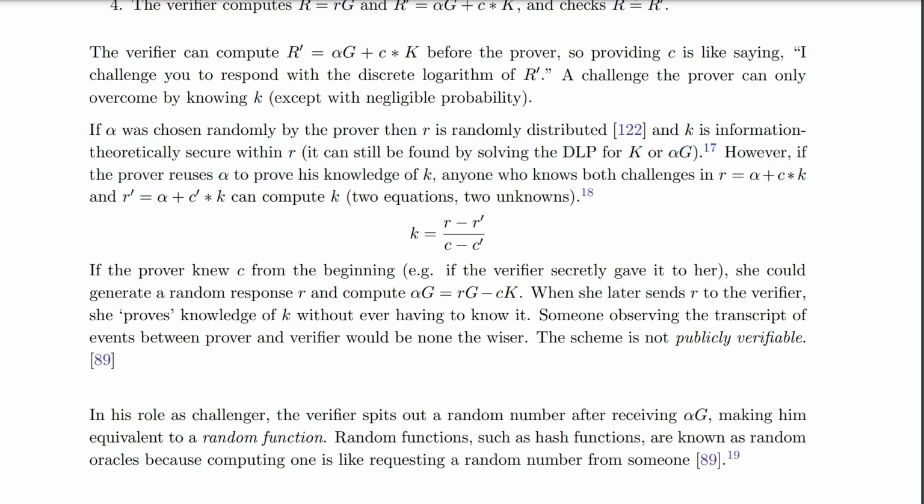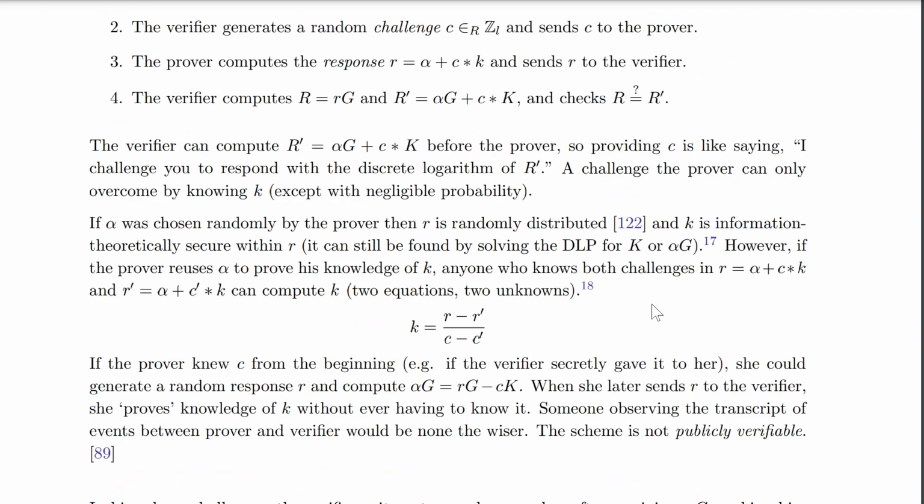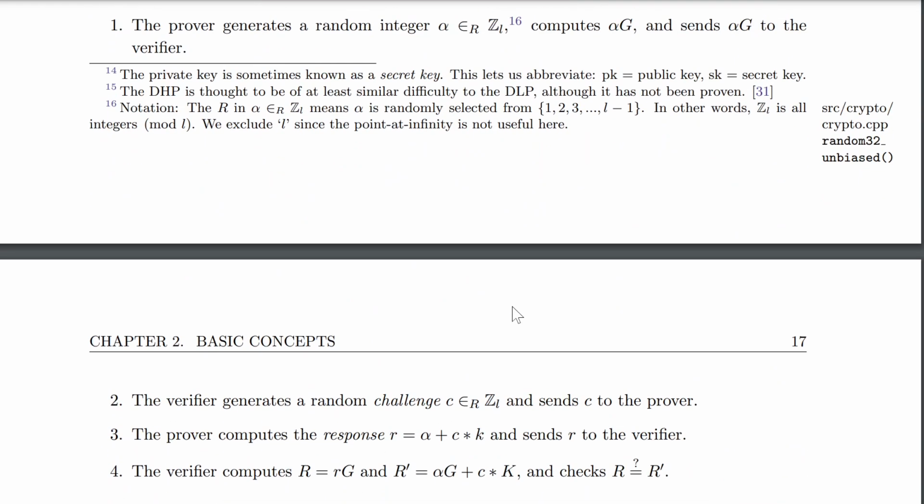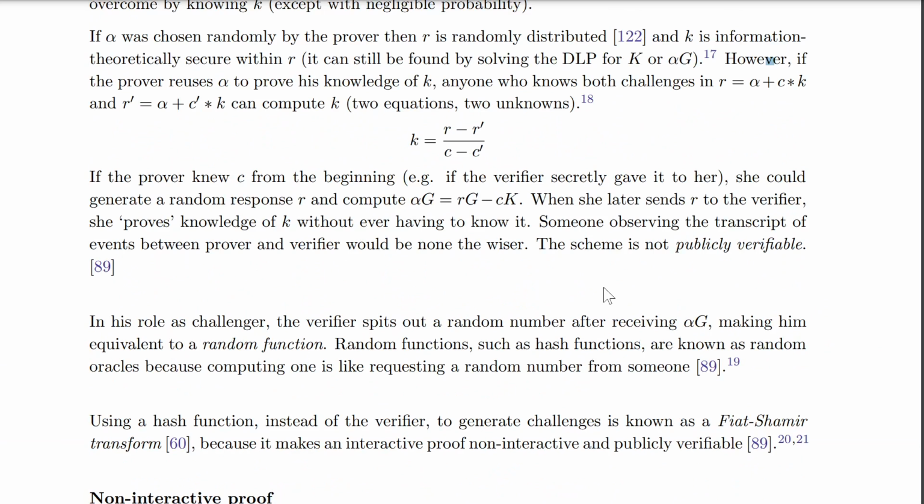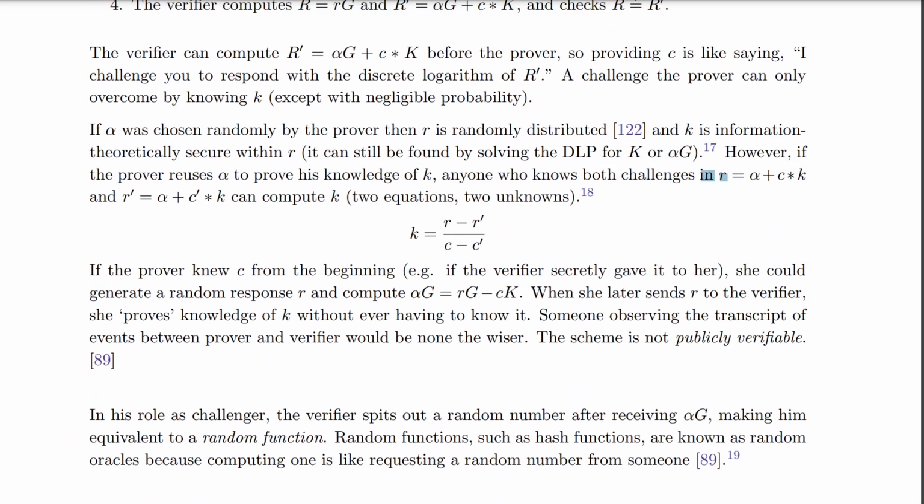And it's also worth noting that if the prover reuses alpha to prove his knowledge of that private key, anybody who knows both challenges is going to be able to compute K. It's essentially a process of elimination. You've got two equations with two unknowns, so you slam it together and you can compute the private key based off of the set of responses and challenges. So it is very important to know that if you would like to use a Schnorr signature, you do not reuse alpha for two iterations of doing that.